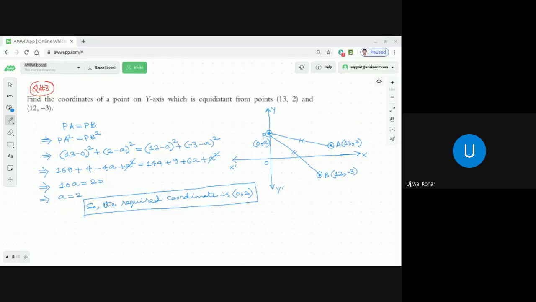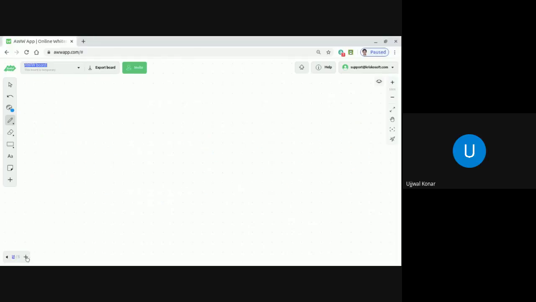So here is the next question, dear students. Show that the points P 5, 6, Q 4, 5 and R 3, 4 are collinear.